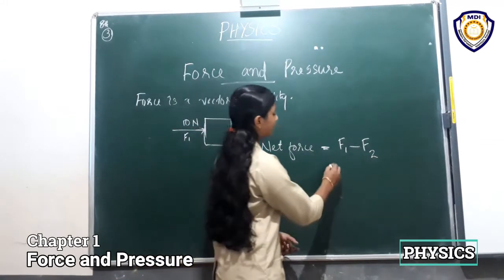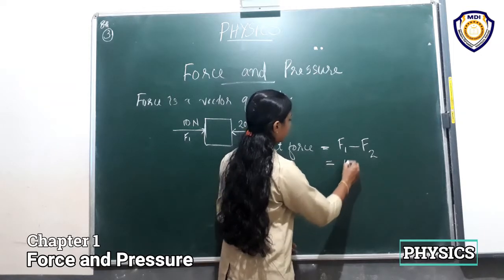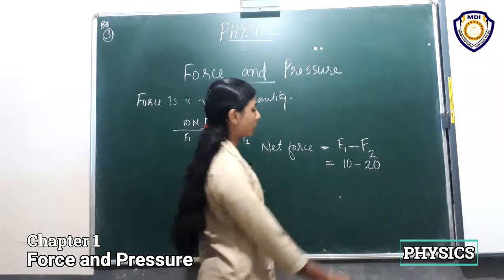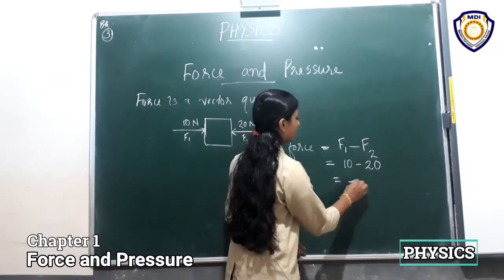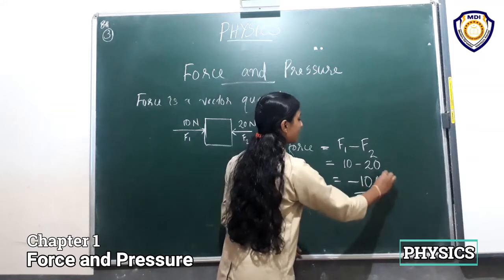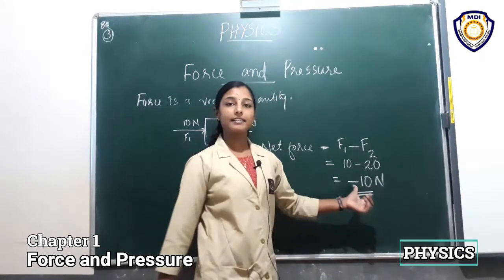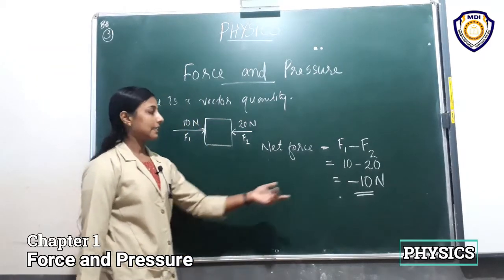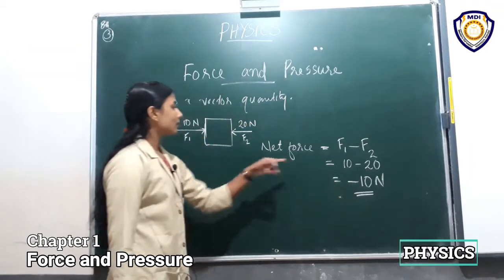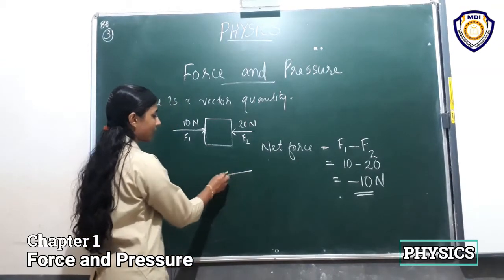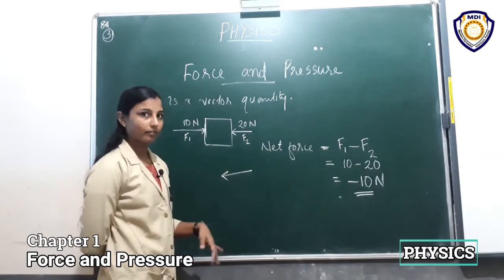So, what will be the net force? 10 minus 20, right? So, what will be the net force? Minus 10. So, minus 10 Newton, okay? What will this negative sign indicate?